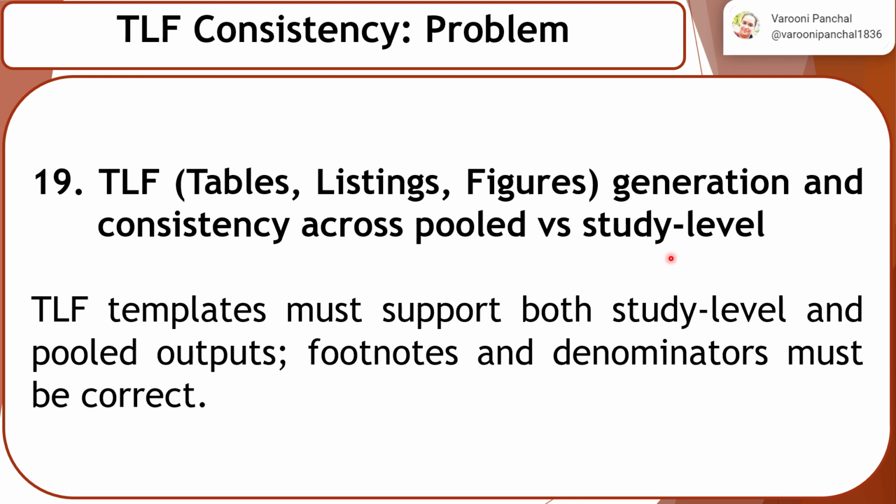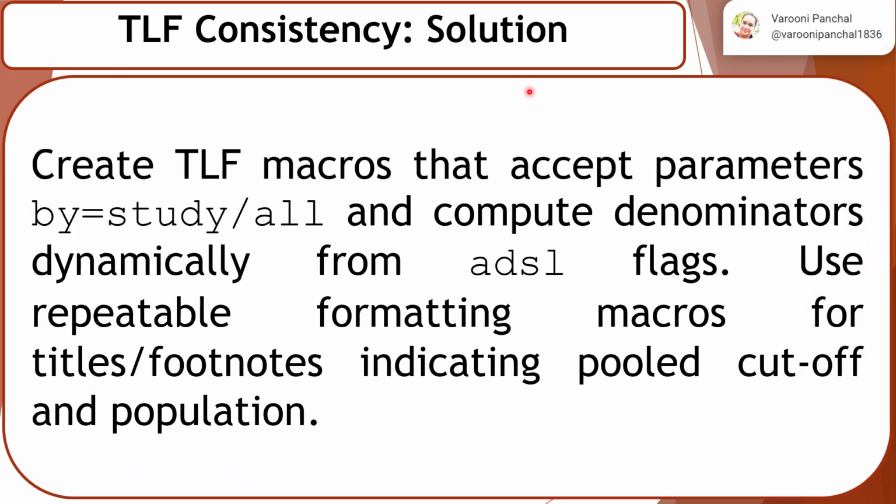So whenever you see, the consistency should match. The 12 individual studies' tables, listings and figures, when you combine those, should match exactly with the pooled, right? The solution here is to create TLF macros that accept parameters by study or all, and compute denominators dynamically from ADSL flags. Use repeatable formatting macros for titles and footnotes indicating pooled, cutoff and population.